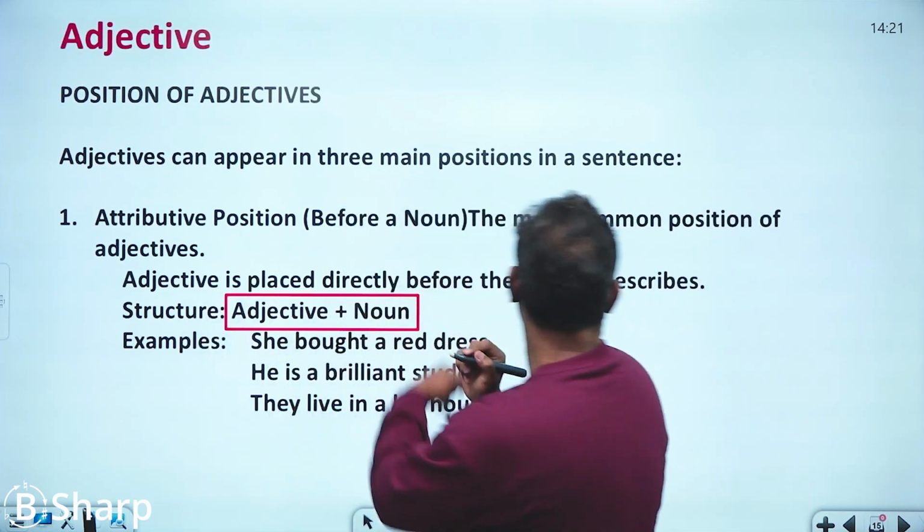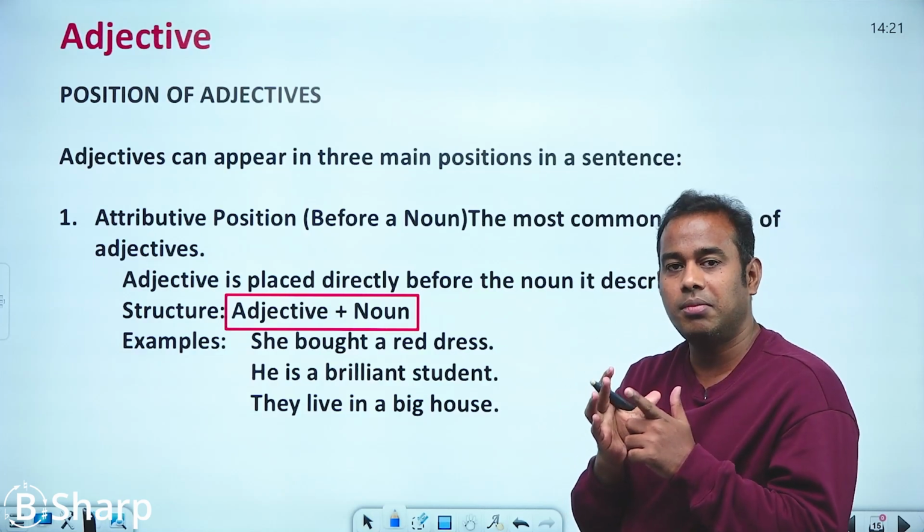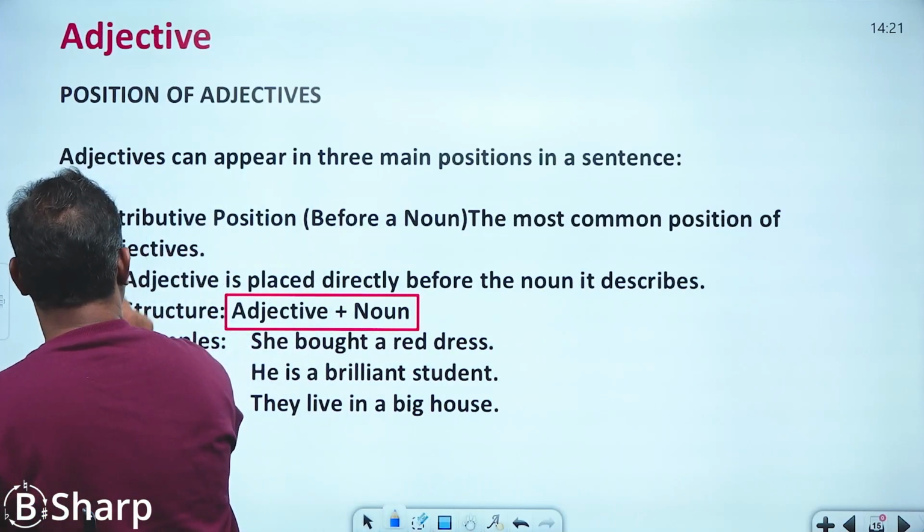All of that has been written anyway. Please remember this point. This is very, very important.